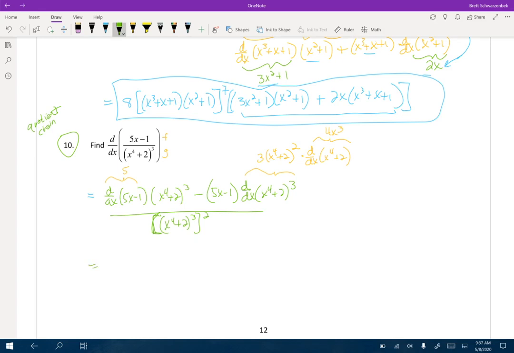Once we get all of that, we can write the result in our problem. So 5 times (x to the fourth plus 2) cubed, minus, we now have 5x minus 1, 3 times the inner function squared, and 4x cubed. Ideally, the 4x cubed goes to the front, 5x minus 1 is here, and then 3... oh, I missed on that. This 3 has to multiply by that 4 right there. So that's 12x cubed. And then we get (x to the fourth plus 2) squared all over (x to the fourth plus 2) to the sixth. We don't want to rewrite this.